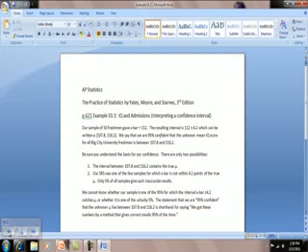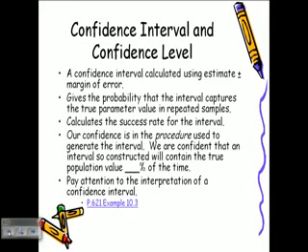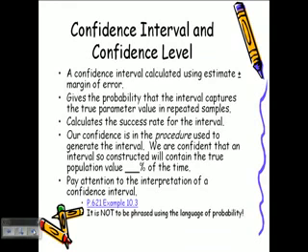Let us now return to our PowerPoint, which offers yet another reminder that when you are interpreting a confidence interval, it is not to be phrased using the language of probability.